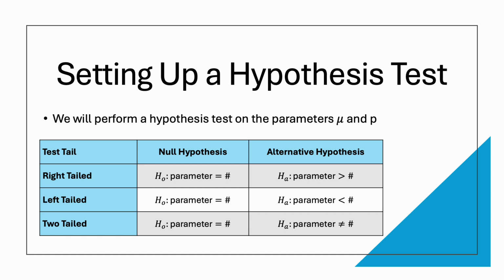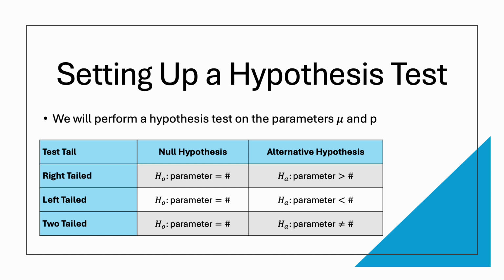The next type of test is a left-tailed test. The null hypothesis is set up exactly the same: H0, your parameter, mu or p, is equal to a number. The alternative is very similar, but now in a left-tailed test, your parameter is less than that number. So this would be if I wanted to say that the mean number of credits that students are taking is less than 12.